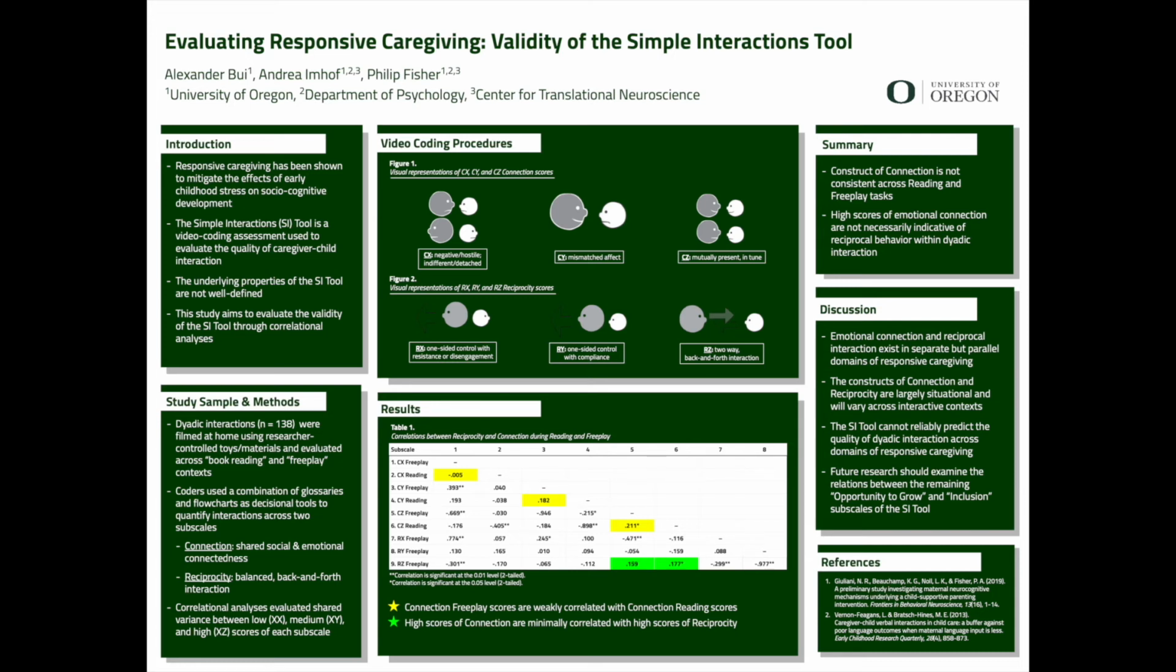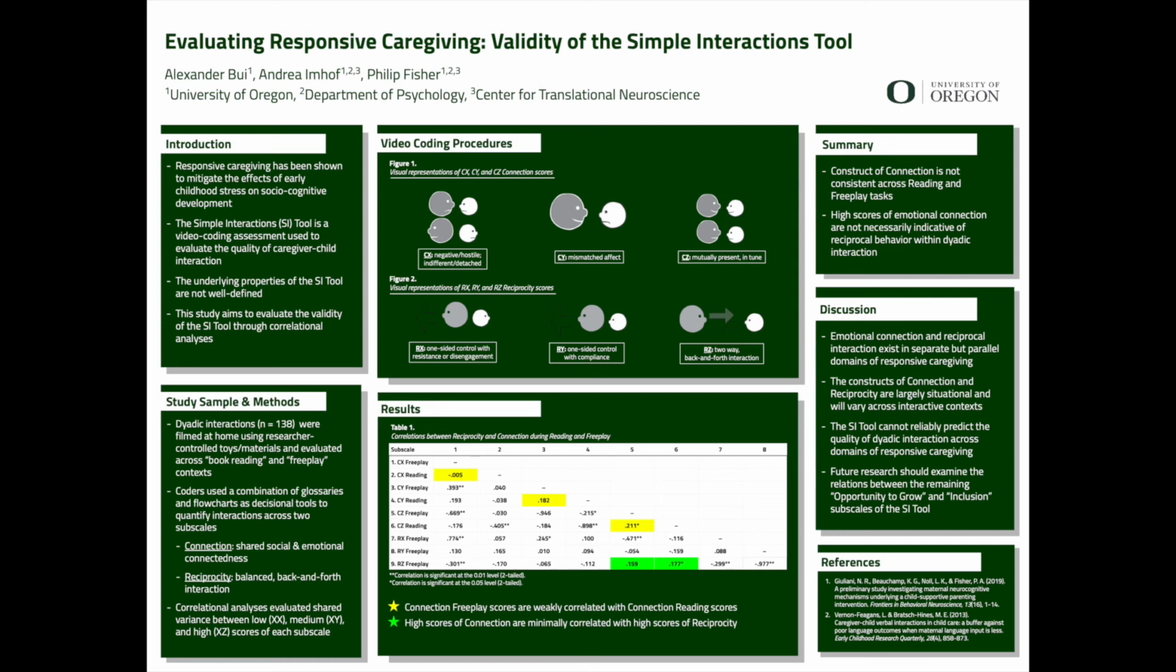But our results suggest that the actual construct of emotional connection is situational and will vary across different kinds of interactions. Our findings highlight that the concept of responsive caregiving is both multifaceted and difficult to accurately portray. We thought there would be a clear relationship between connection and reciprocity, but what we realized was that each of these constructs are important pieces to a larger puzzle.